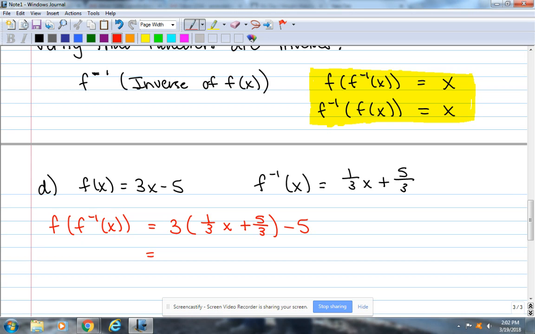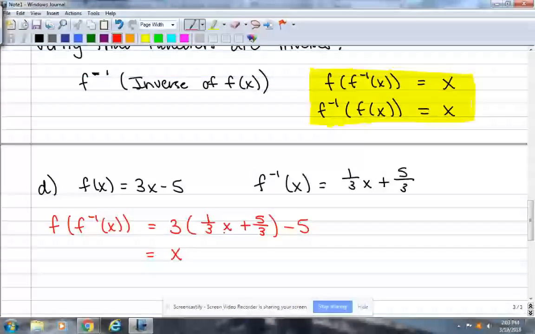Well, multiplying times 1/3 is the same thing as dividing by 3. What's 3 divided by 3? Thank you. And 1 times x is x, is it not? So 3 times 1/3 x is x.